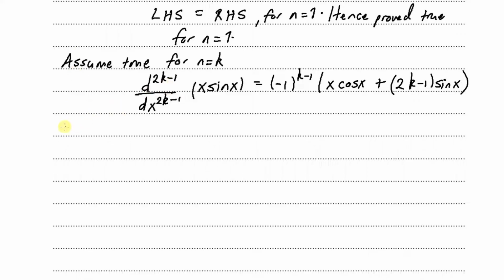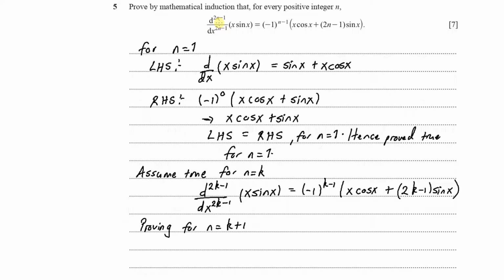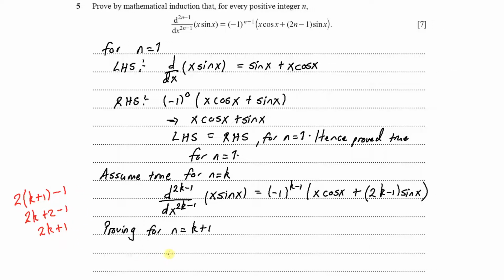Now from here, we're going to prove for n is equal to k plus 1. Now if n is equal to k plus 1, it means that we're going to be substituting k plus 1 in place of n. Where we have 2n minus 1, it will now be 2 of k plus 1 minus 1, which is 2k plus 2 minus 1, which is 2k plus 1. So this means that we'll now be having d to the 2k plus 1 over dx to the 2k plus 1 of x sine x.